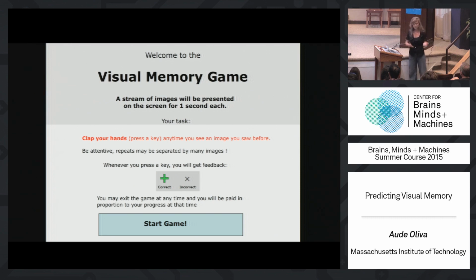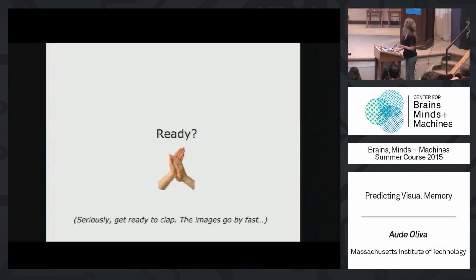You're going to have to be attentive, because images go by fast in this rapid stream, and you will be getting feedback. It's a very straightforward memory experiment, and this is the first step to get scores on a lot of images regarding the type of information that people will naturally forget or naturally remember. So let's do the game. Are you ready? All right, clap your hand whenever you see a repeat.